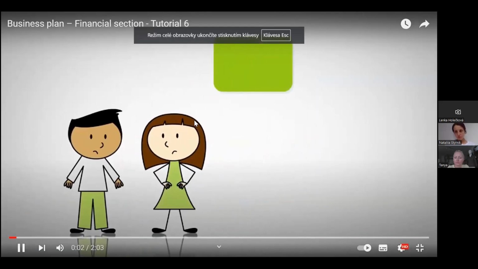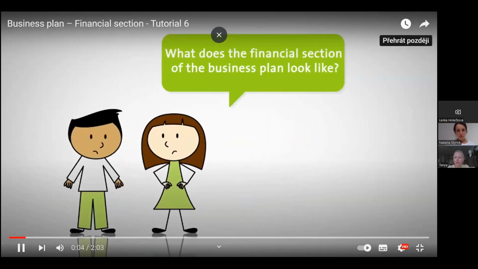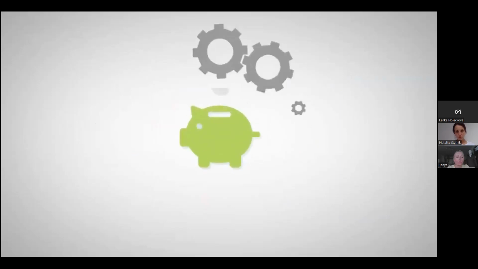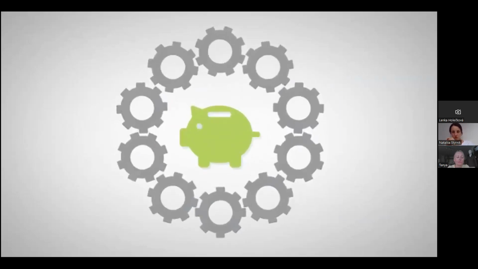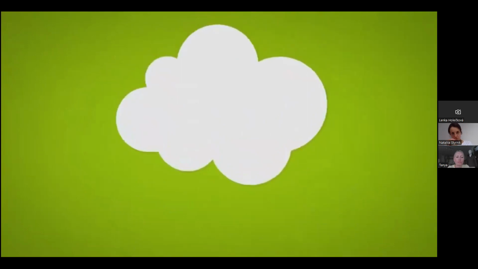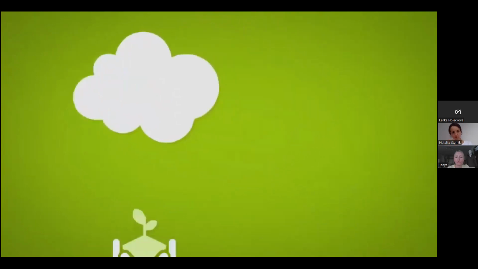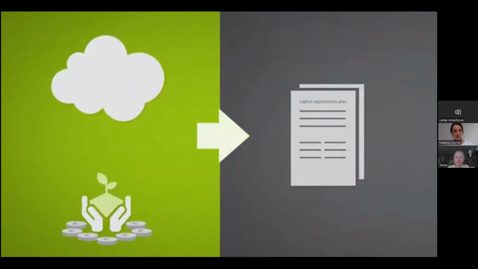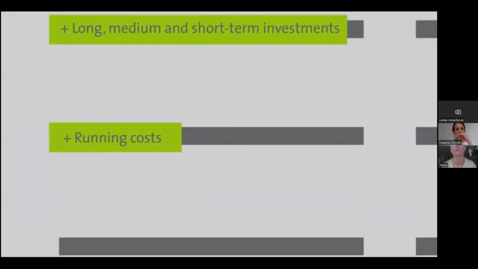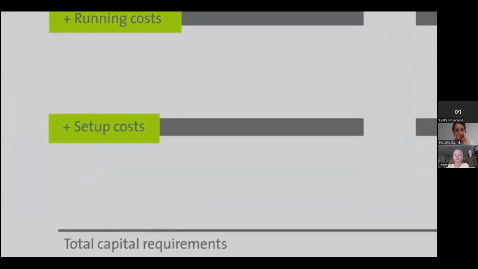What does the financial section of the business plan look like? Nothing works without money, which is why financial planning is at the core of every business plan. The financial section of the business plan should address the following points. How much money will you need in the startup phase, and from what sources do you plan to get it? To clarify this point, you need a capital requirements plan, which covers all long, medium, and short-term investments, running costs during the startup phase, and all initial setup costs.